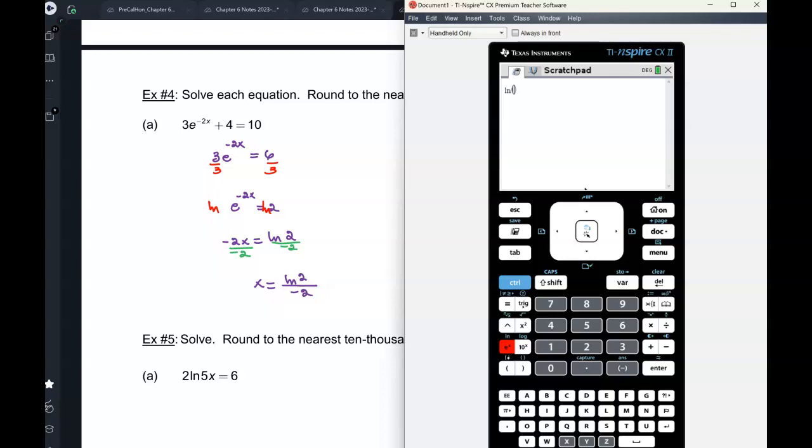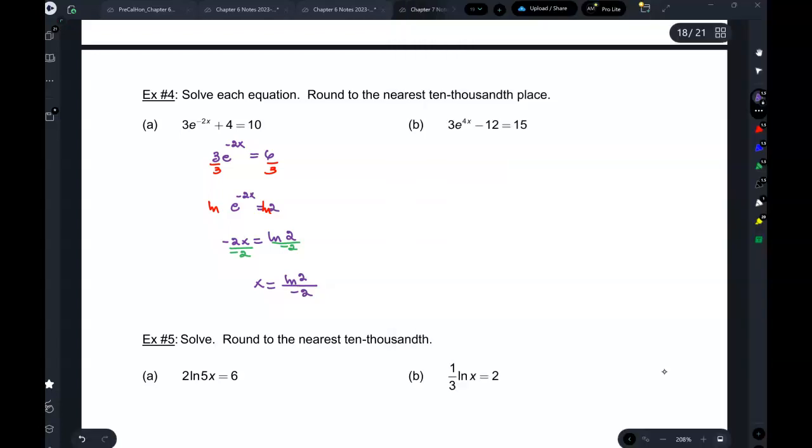So here I have ln of 2, and then here divided by negative 2. Again, make sure that you typed it in the way you meant to type it in. And here we get negative 0.3466. Okay, questions?